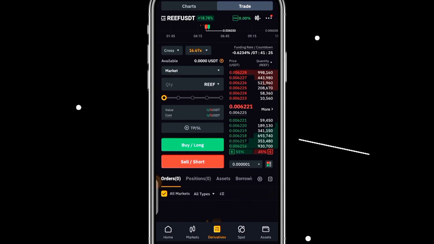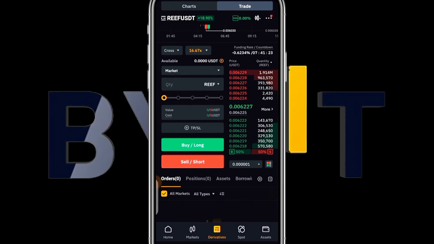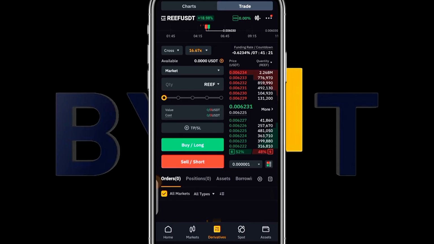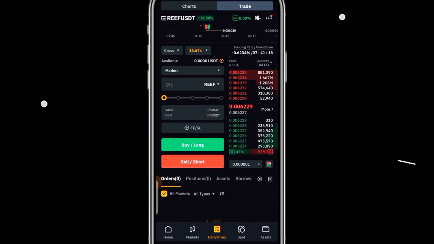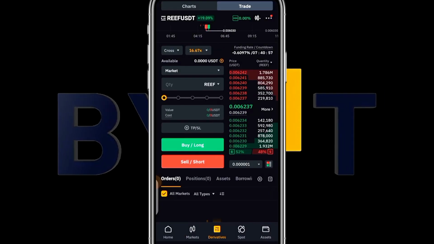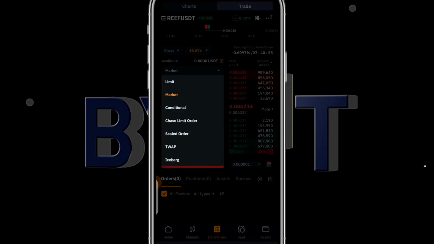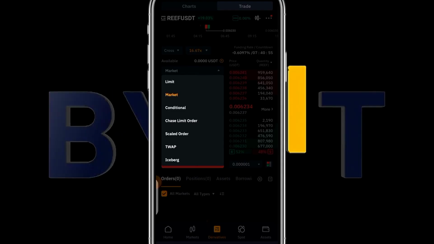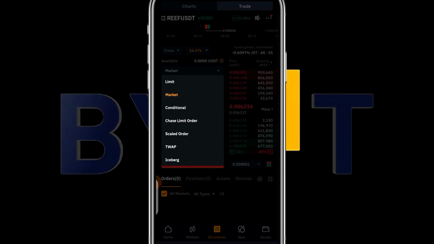So this place where you have market is where you determine how you are going to enter. If you want to enter that trade later because you don't know when it will reach, maybe you'll be busy, you need to click on here. If you click on that market, it's going to bring a lot of things, but the two things we're going to be using are limit and market.